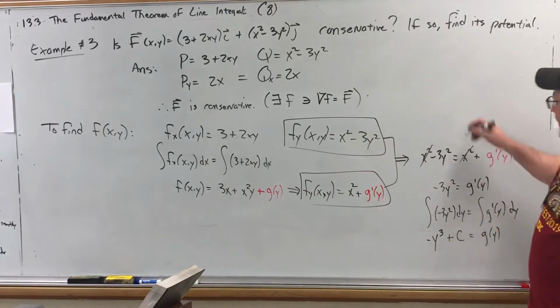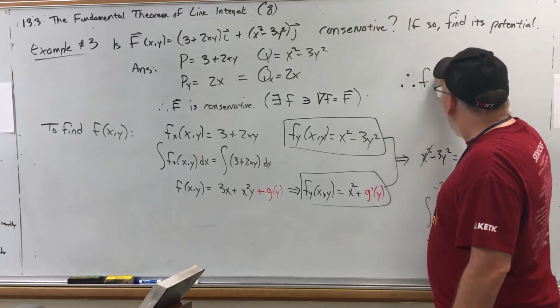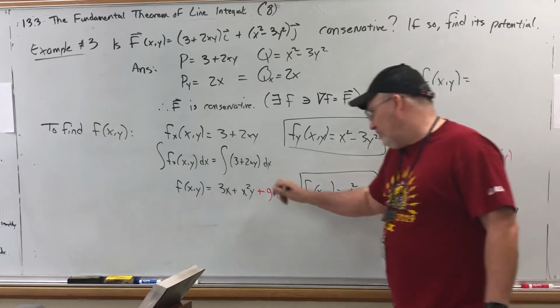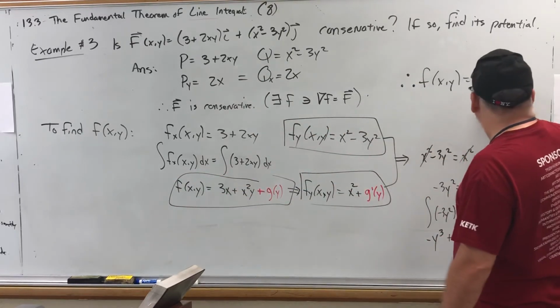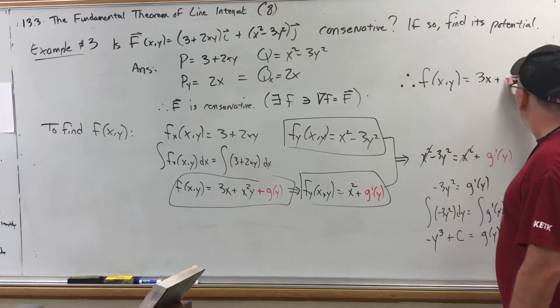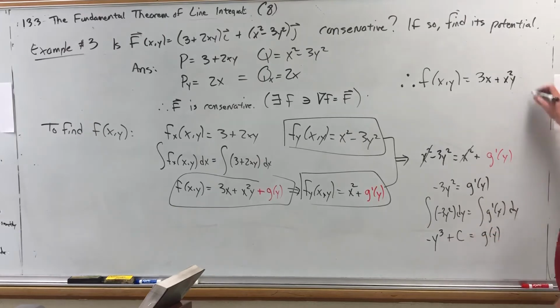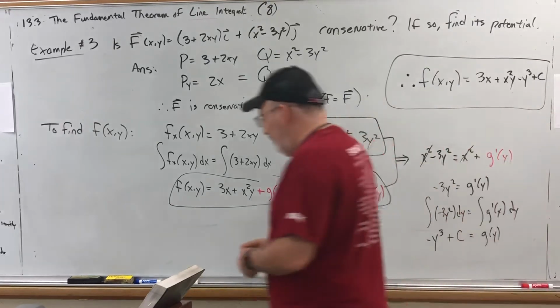So if you put it all together, and I know I'm all over the place here, therefore, our potential function was, and this should go in a box because it's kind of important, 3x plus x squared y plus g of y, which is equal to this. So minus y cubed plus some constant. So you just have to chase it around.